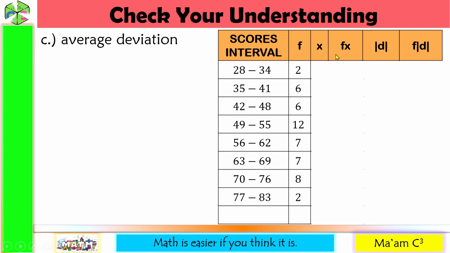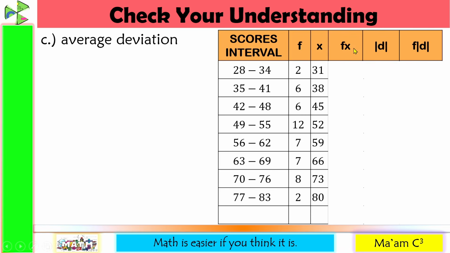So we need these additional columns. Let us start with the midpoint. How do we solve this again? You simply add the two limits. 28 plus 34 all over 2. So 28 plus 34 is 62, divided by 2 is 31. Do that for the rest. That would be your midpoint. So 77 plus 83 and then divided by 2 will give you 80.